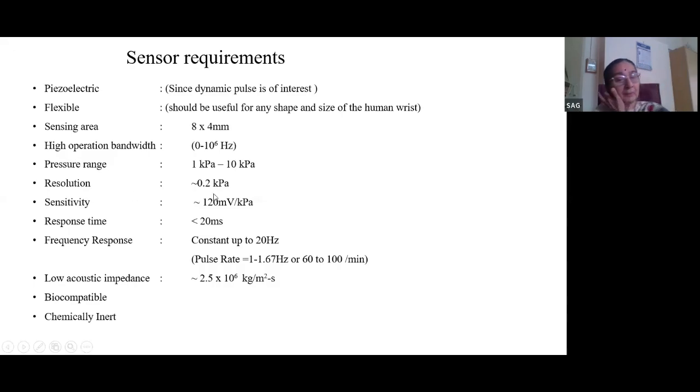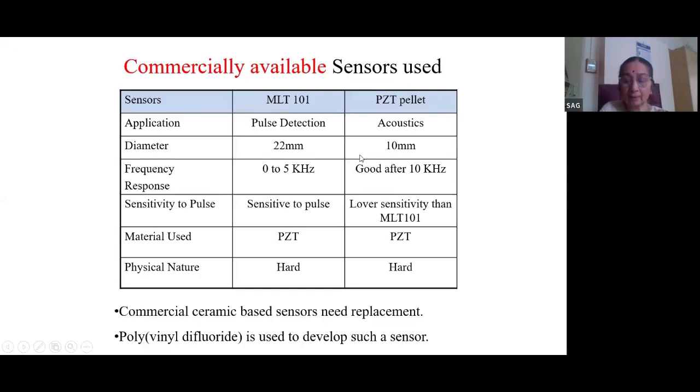The resolution should be 0.2 kPa. Sensitivity of 120 millivolts per kPa is expected. Response time should be less than 20 milliseconds. Frequency response should be constant up to 20 hertz, because beyond 20 hertz we don't get any pulse. It is actually 1 to 1.67 hertz. Low acoustic impedance should be there, because the pulse can also be heard. The sensor should be biocompatible and chemically inert.